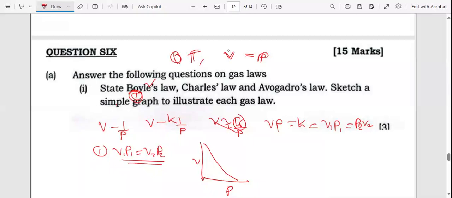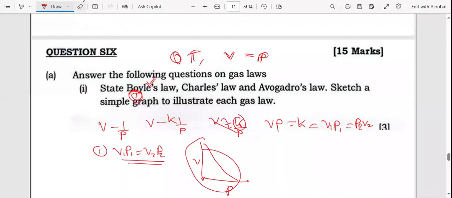You can write somewhere: at constant temperature, the volume of a gas is inversely proportional to its pressure. That is it for Boyle's law. The graph looks like this.